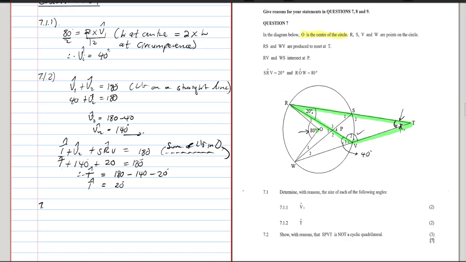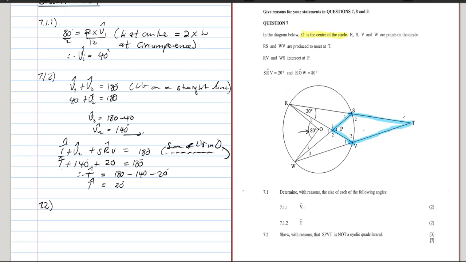Then for the last question, we are asked to show with reasons that SPVT is not a cyclic quad. We are actually doing the opposite now. In many cases they ask us to calculate or show that a shape is in fact a cyclic quad, but now it's the opposite. So they want us to show that this shape is not a cyclic quad.